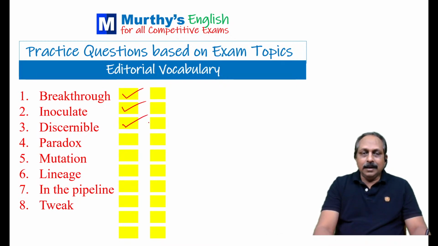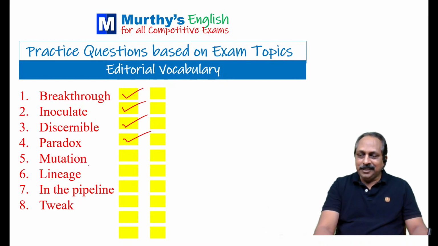Perceptible, very good. Discernible means perceptible. Paradox, we have got many a time. Paradoxical situation. Vaccinate. Paradoxical, paradox. Both positive and negative situation at the same time. Yes. Contradictory things exist at the same time. Paradoxical. You can say controversy in one word.